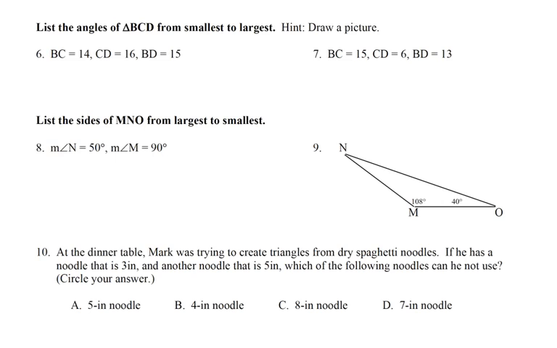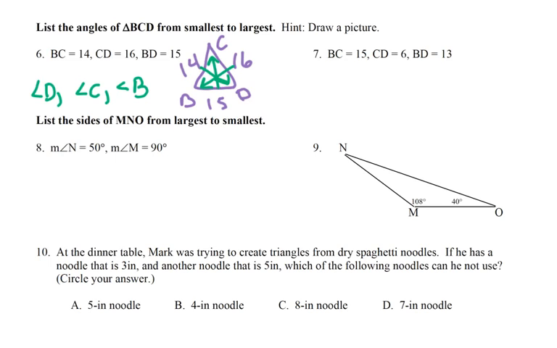Welcome back. Let's see how you did. First thing I'm going to do is draw myself a triangle, just to help me visualize what's going on. So I'm going to do B, C, D. So BC is 14, CD is 16, and BD is 15. So I'm going to list my angles from smallest to largest. I'll read my directions, so I'll start with my smallest side, which is 14. So that's angle D. And then I'm going to go to my next smallest, which is 15, go up, which is angle C. And then I'm going to go to my next smallest, which is 16, which is angle B.